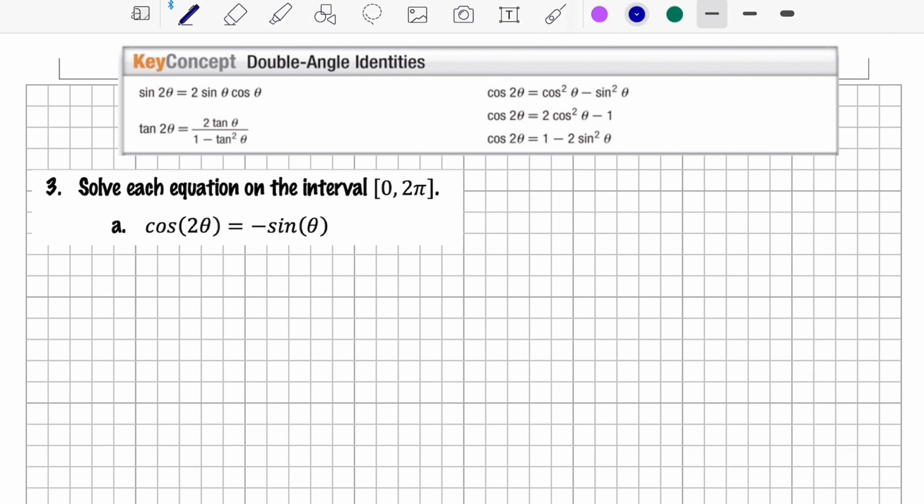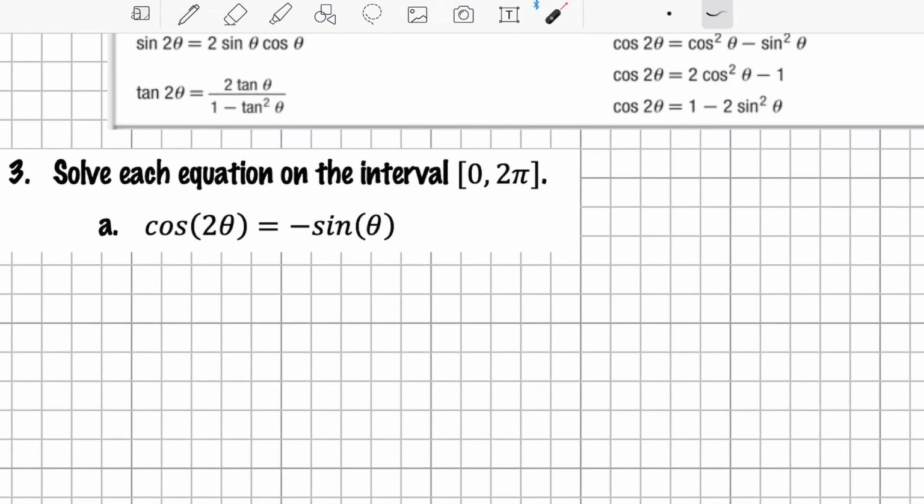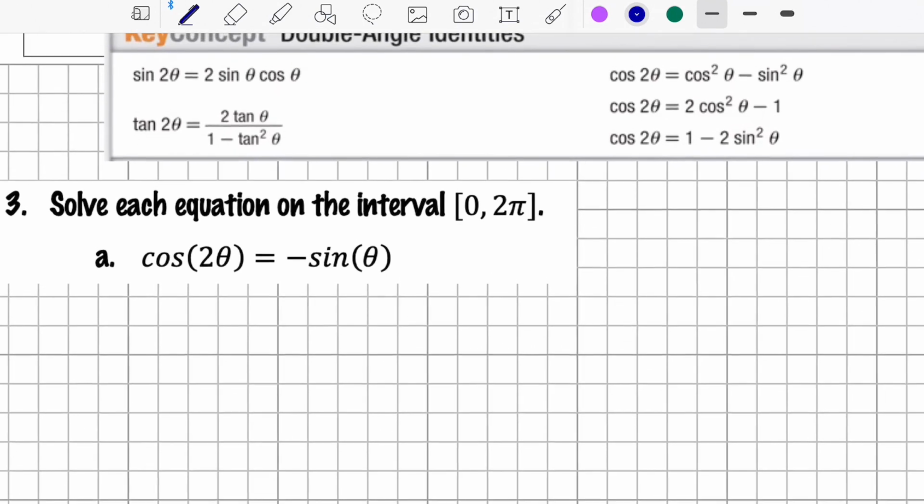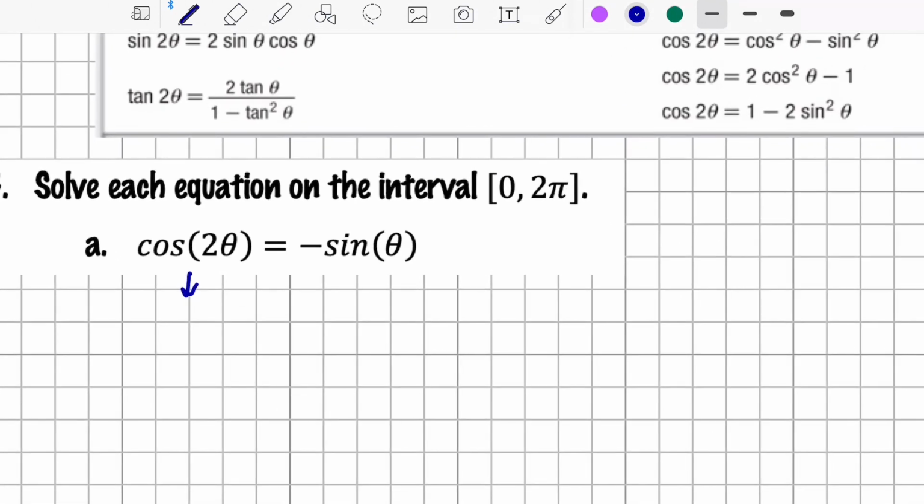Okay, so now we're going to solve an equation that has a double angle. So what we need to do is rewrite this cosine 2 theta with a double angle identity, but we want to make sure that it has only sine in it. So notice this one has cosine and sine, this one has cosine, this one has only sine. So I'm going to use the third one. So let's rewrite it. So this cosine 2 theta becomes 1 minus 2 sine squared theta equals negative sine theta.